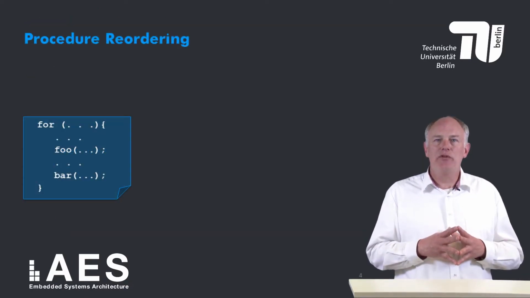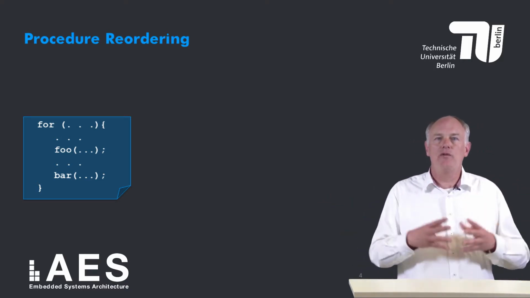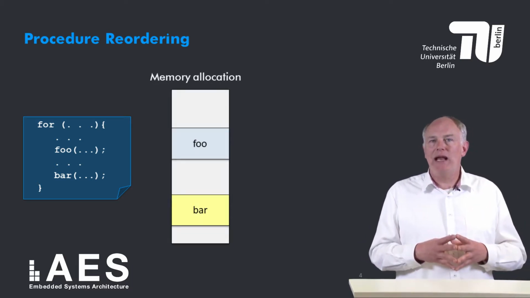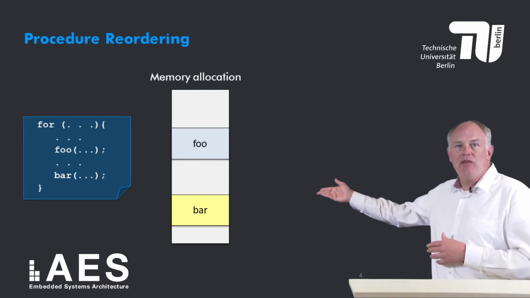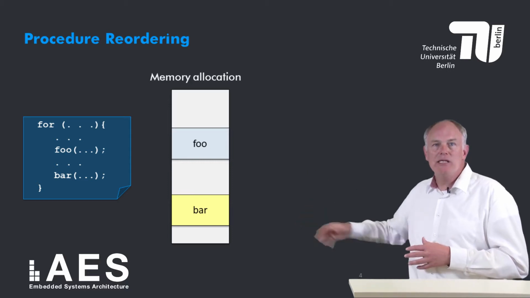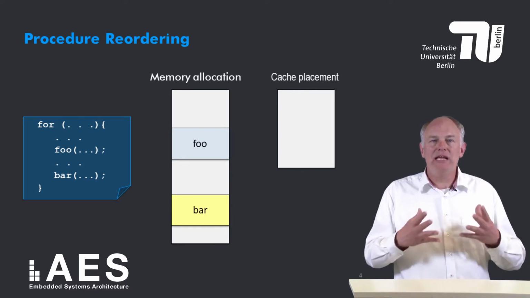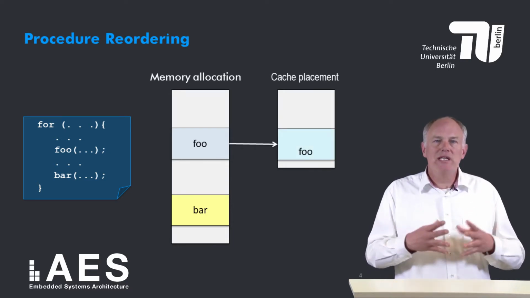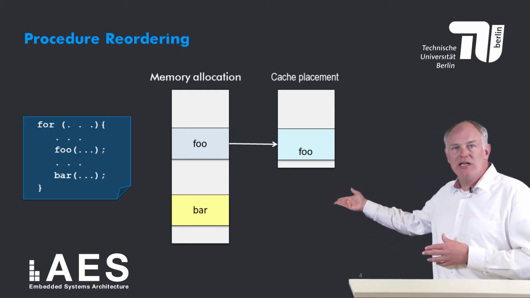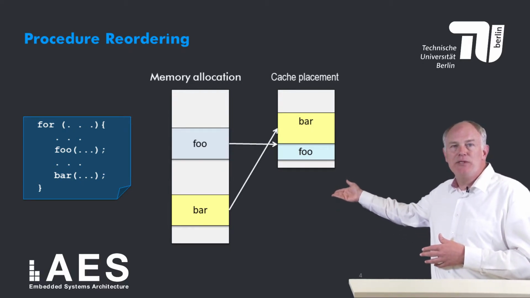First, let's look at procedure reordering. Suppose we have 2 functions, foo and bar, that are called repeatedly in a loop. Suppose also that foo and bar are placed in memory as illustrated in this figure. Foo occupies the blue memory segment and bar occupies the yellow segment. Now consider the placement of foo and bar in the instruction cache. First, foo is called and its code is placed at this position in the instruction cache, and then bar is called and its code is placed at this position.